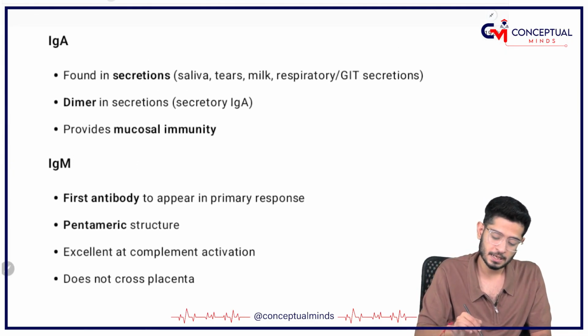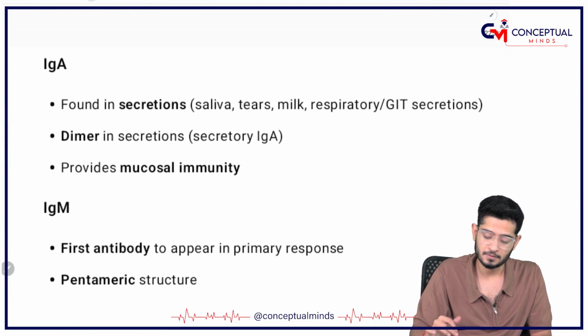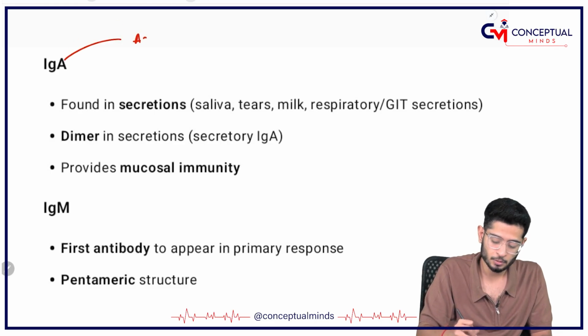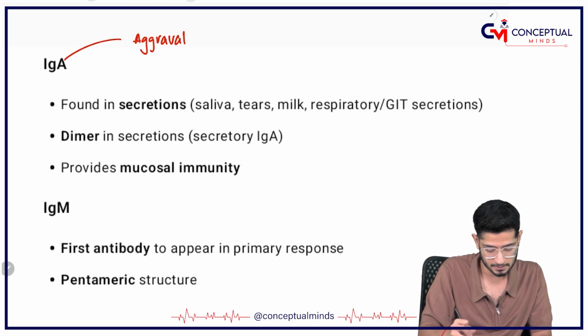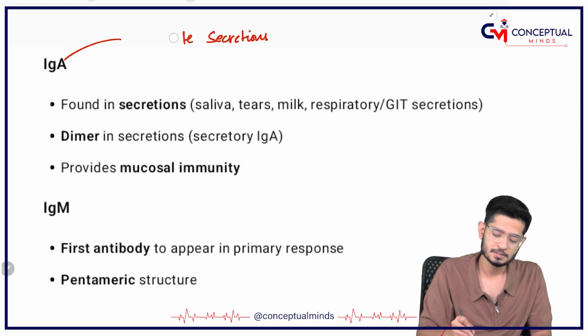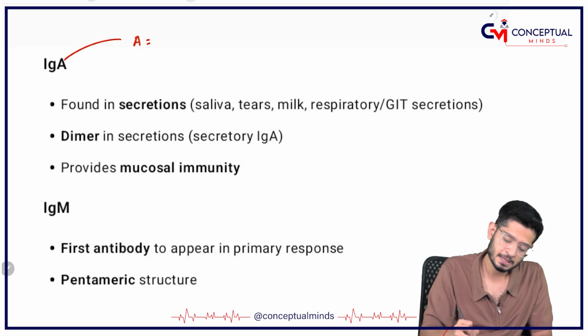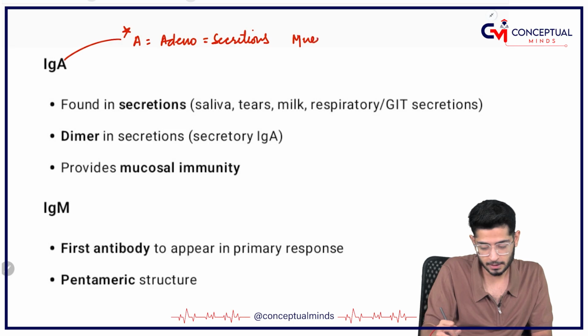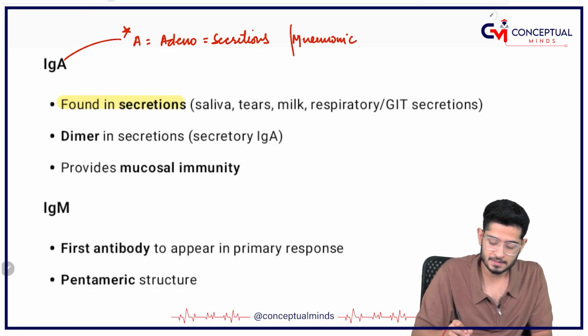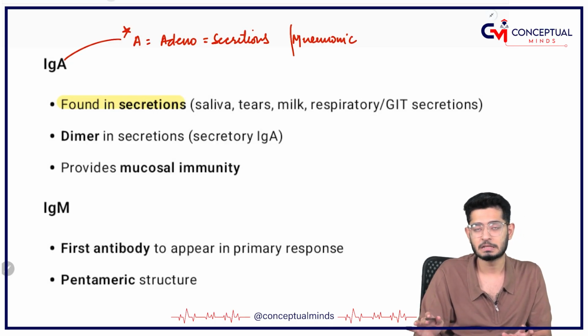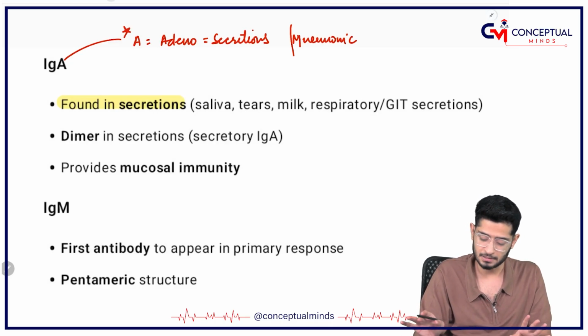Coming on to IgA, remember A is very important. A is going to aggravate the secretions. Or otherwise you can remember A is equal to adeno, and adeno means secretions. That's nothing but just a mnemonic, my dear friend, to remember. So, can you see that it is found in secretions like saliva, tears, milk, respiratory tract, GIT, anything.